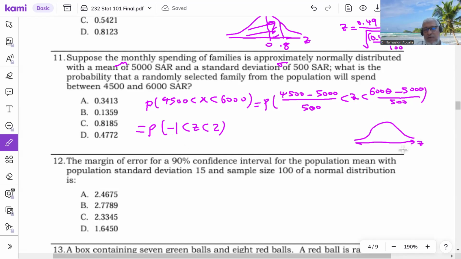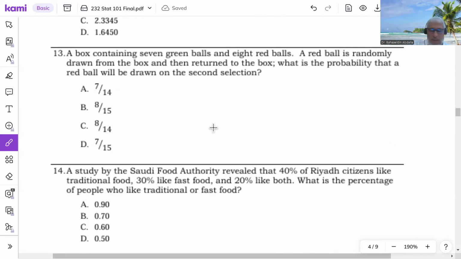again, I have the table of Z. This is the 0. From -1 to 2, I need all of this area. Well, this area is the probability from 0 to 2. I can find it from the table. And this area is equal to the probability from 0 to 1. So in fact, I look at 1 and at 2 and add them together to get this probability.